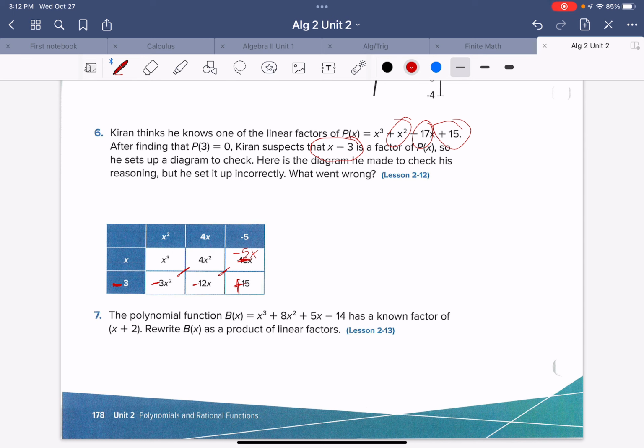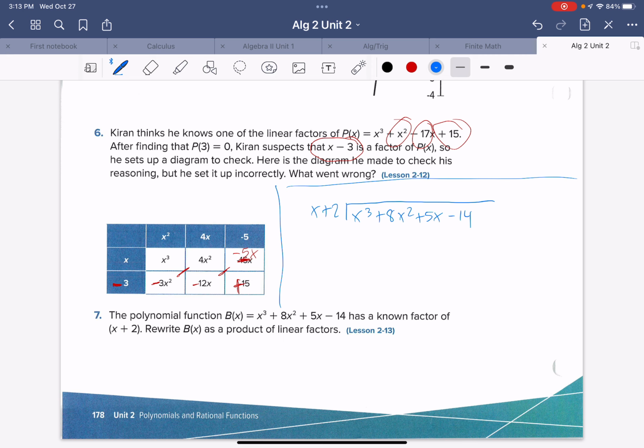All right, number 7. Let's go through number 7 in detail together. You can start it, pause the video, and then go through it. That'd be the best way for you to learn. We're gonna factor this all out. So we know that we have a known factor. I'm gonna put my work kind of in this space right here. We have a known factor of x plus 2. And we're going to go x cubed plus 8x squared plus 5x minus 14. And we've got to divide this out.